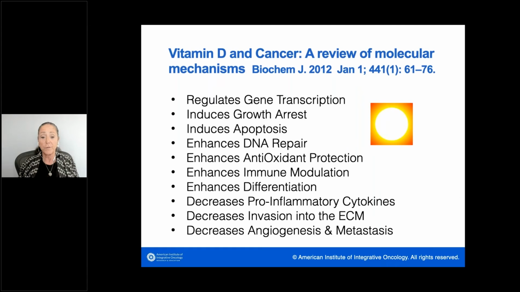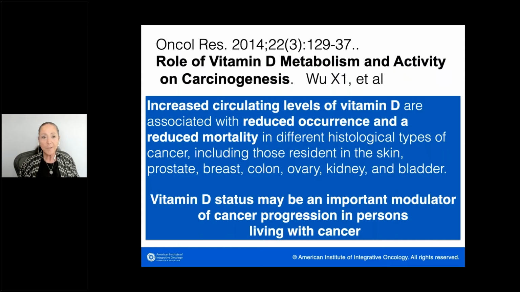Vitamin A also does that. Of course, vitamin D does decrease pro-inflammatory cytokines. That's also why we use it in autoimmune diseases. It does decrease invasion into the extracellular matrix because it influences the adhesion stickiness of the cancer cells. And it also decreases angiogenesis and metastasis and inhibits this capillary supply to the tumor cells. Super important. So if there was a drug like that, it'd be a blockbuster drug.